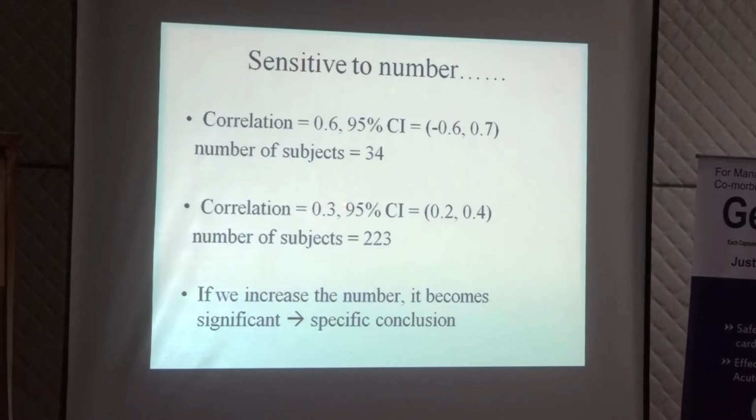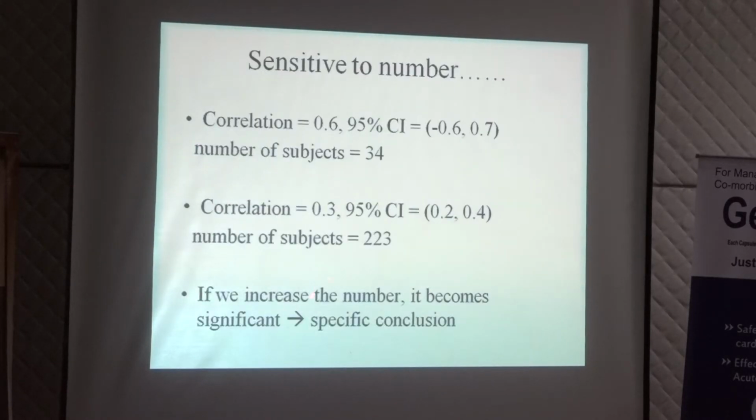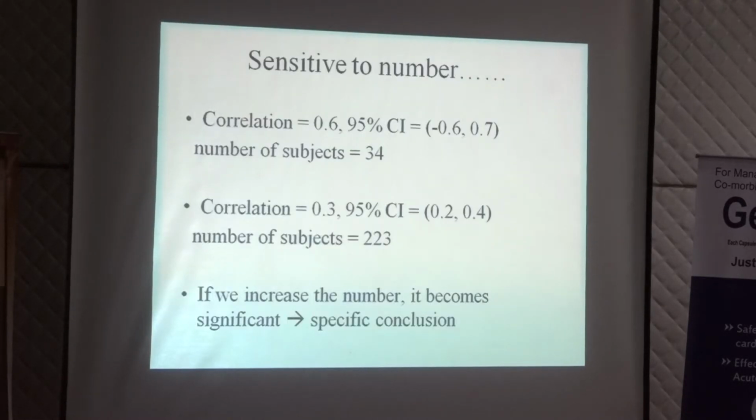Here correlation is only 0.3, but the confidence interval is 0.2 to 0.4. Means correlation is always positive. So a specific conclusion is there. So if we increase the number, it becomes a significant, specific conclusion. Because number of study subjects here is 223, there number of study subjects is only 34. So from this slide, we can understand the importance of confidence interval.